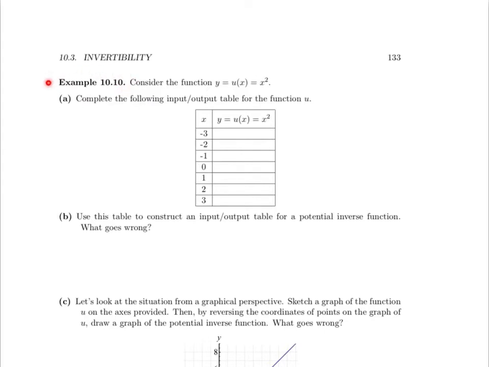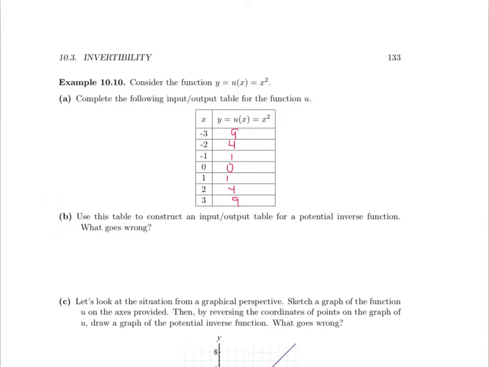In example 10.10, we consider the function y equals u of x equals x squared. In part A, we begin by completing an input-output table for this function. So we have in our first column several different input values, and in our second column we're going to give the corresponding outputs. If I substitute -3 into this function, -3 gets squared, and the output is 9. If I substitute -2 into the function, I arrive at an output of 4. Similarly, I get a 1, a 0, a 1, a 4, and a 9.